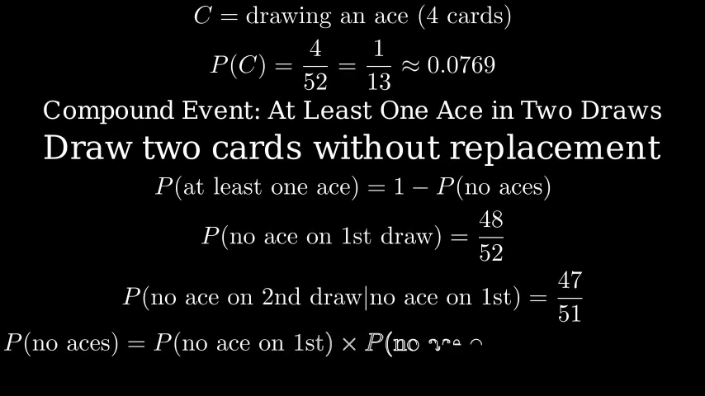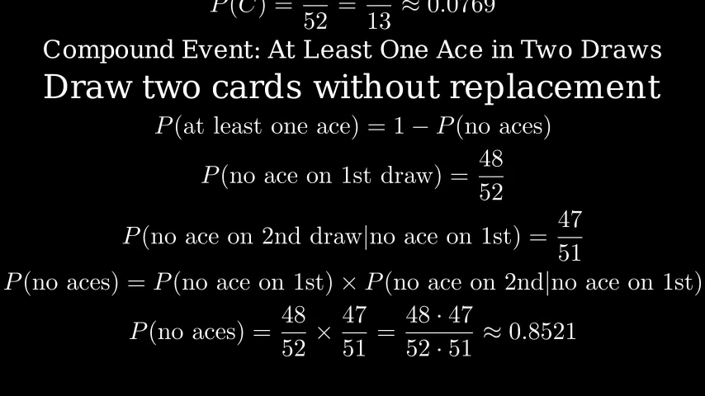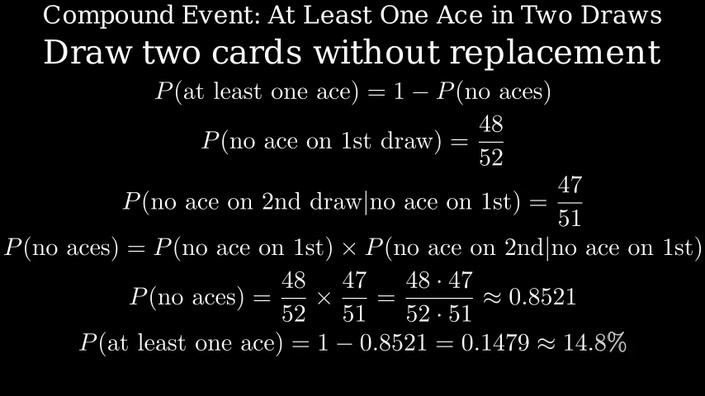By the multiplication rule, the probability of getting no aces in both draws is the product of these individual probabilities. This gives us 48 times 47, divided by 52 times 51, which is 2,256 divided by 2,652, or approximately 0.8521. Therefore, the probability of getting at least 1 ace is 1 minus 0.8521, which equals 0.1479, or about 14.8%.